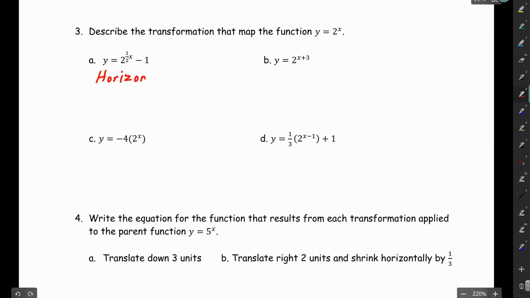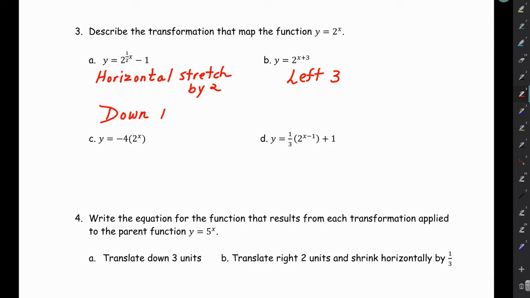And if you're not sure, you can always use that table that's on the first page of the notes for your reference. Right, that takes care of the 1/2. The minus 1 means we're moving the function down 1. For letter B, we have x plus 3. The plus 3 is with the x, so that means we're moving the function left 3.